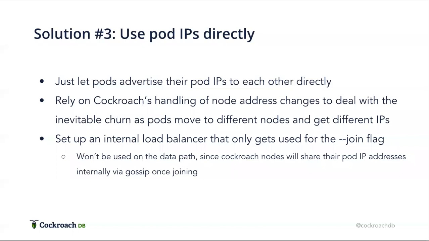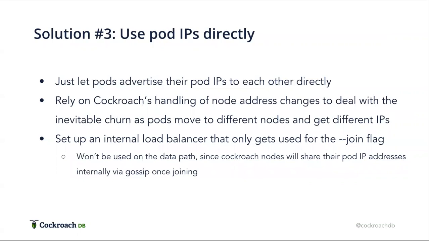The next solution, which you can do, is that if you have direct communication between pods in different clusters, you can just let the pods advertise their internal pod IP addresses to each other directly. And of course, as pods get deleted and recreated on a new node, they might come back up with a different IP address. But Cockroach is able to actually handle this as long as the disk is moving around with the pod. So you can just rely on Cockroach's ability to handle node addresses changing to deal with the churn that will inevitably happen as pods move around the cluster.